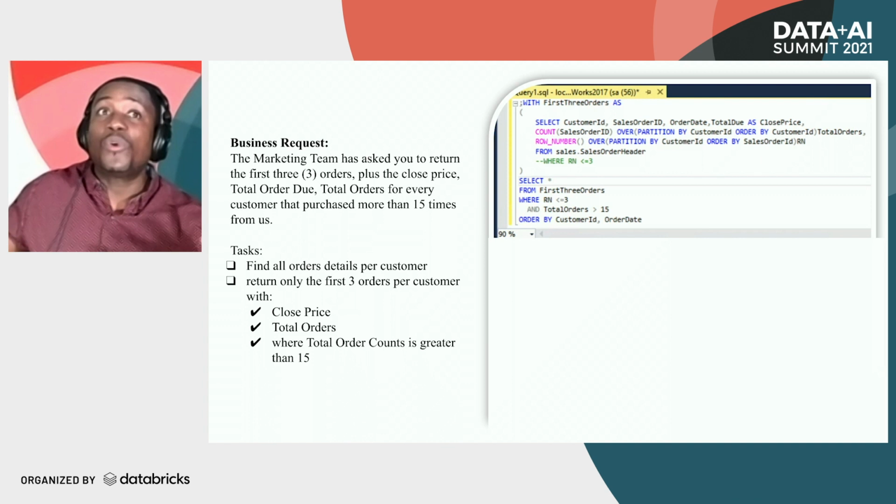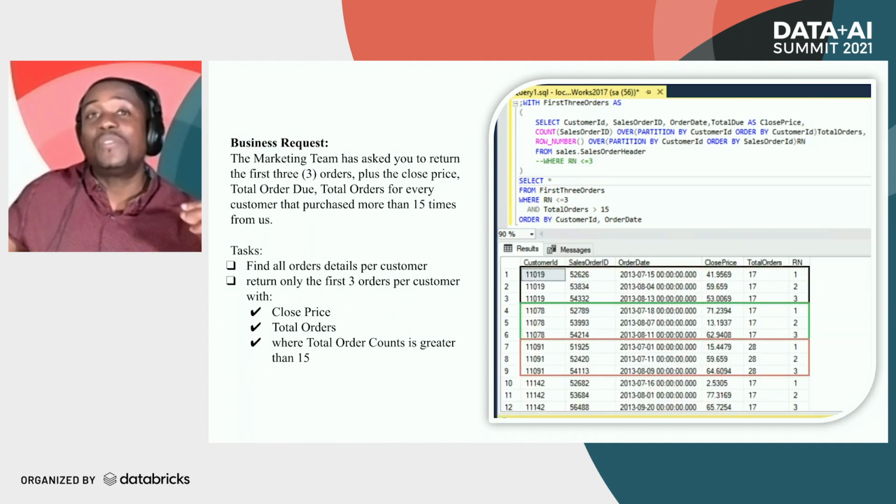In my case, I have to use a CTE to bring that result. So what I'm doing here is selecting from that CTE where row is less than or equal to 3, and total order is greater than 15. And true enough, when I execute, you will see the first three results set.